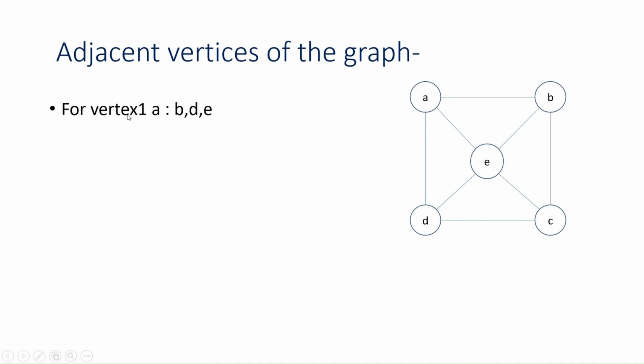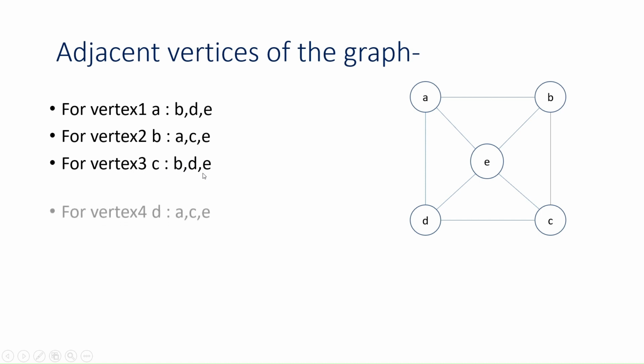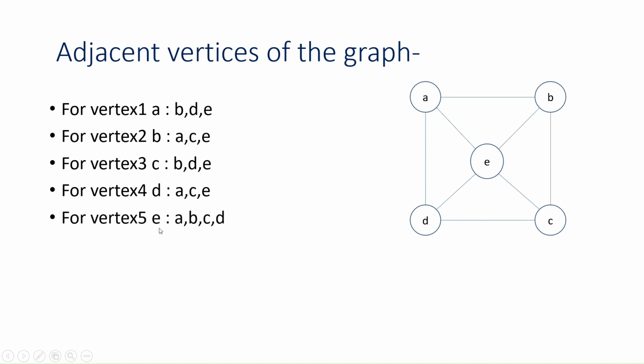For vertex 1, A, adjacent vertices are B, D and E. Similarly, for vertex 2, B, adjacent vertices are A, C and E. Similarly, for vertex 3, C, adjacent vertices are B, D, E, and for vertex 4, D, adjacent vertices are A, C, E. For vertex 5, E, adjacent vertices are A, B, C, D.